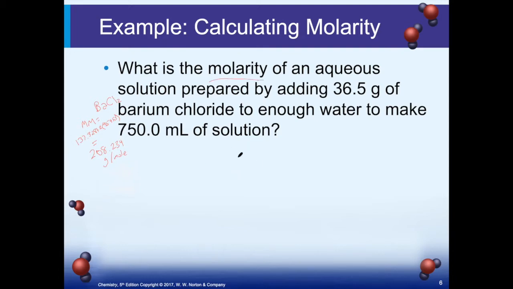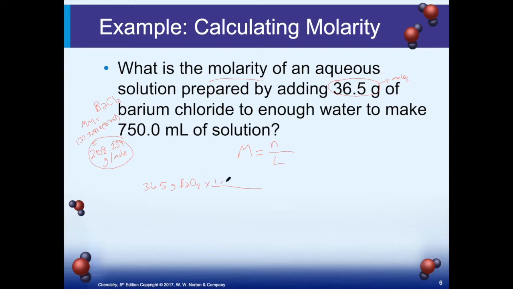Okay, so now we're asked for the molarity. Remember that molarity, symbolized with a capital M, is moles, which we'll represent as a lowercase n, divided by the volume in liters, so I'll put capital L for liters. What I have here is a mass, so the first thing I need to do is convert this mass into a number of moles. So I'll start with 36.5 grams of barium chloride, BaCl2, and I want to convert that into a number of moles. That's why I calculated the molar mass.